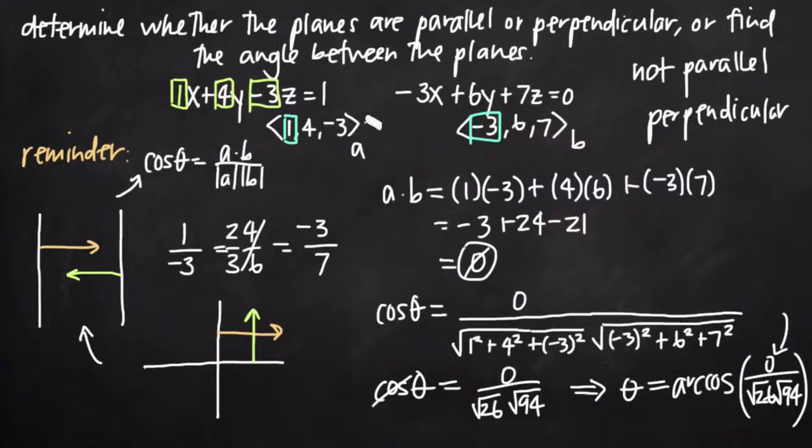So that's how you can use the normal vectors here, which we found A and B, to determine whether or not two planes are parallel or perpendicular, or if they're neither parallel nor perpendicular, to find the angle between the planes.